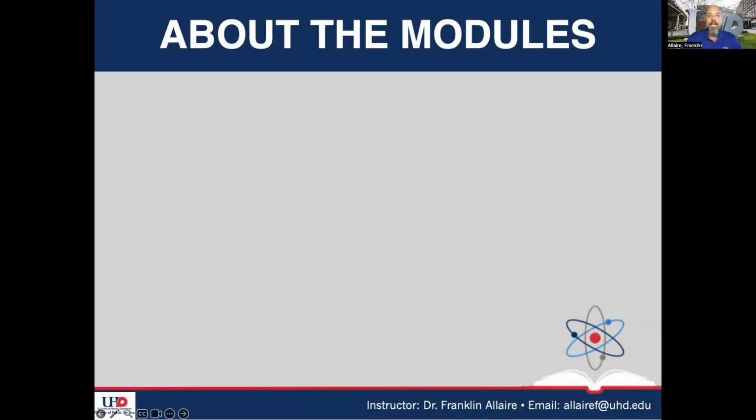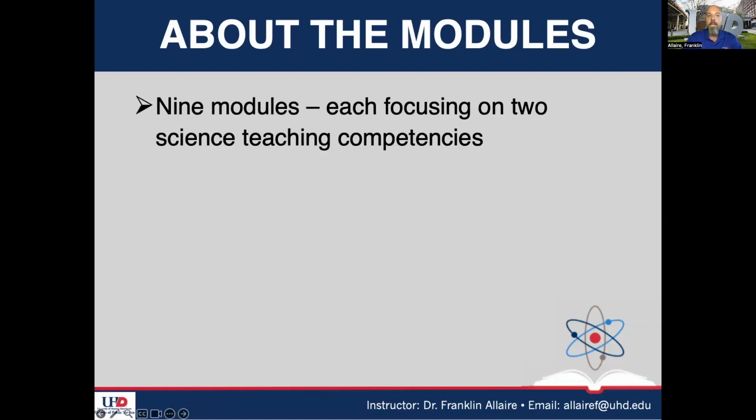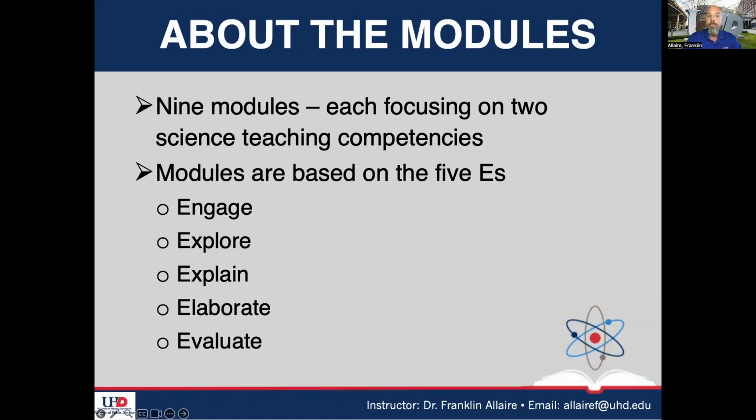To begin, let's take a look at what you'll find in each of the modules. As I mentioned before, there are 9 modules total in this series, with each of the modules focusing on 2 of the science teaching competencies. Each of the modules is set up following the 5E learning cycle, meaning that there is an engage, explore, explain, elaborate, and evaluate activity within each of the modules. The engage section includes a video introduction, opportunities for reflection using a KWL chart and discussion boards, and a breakdown of the 2 competencies covered in the module.